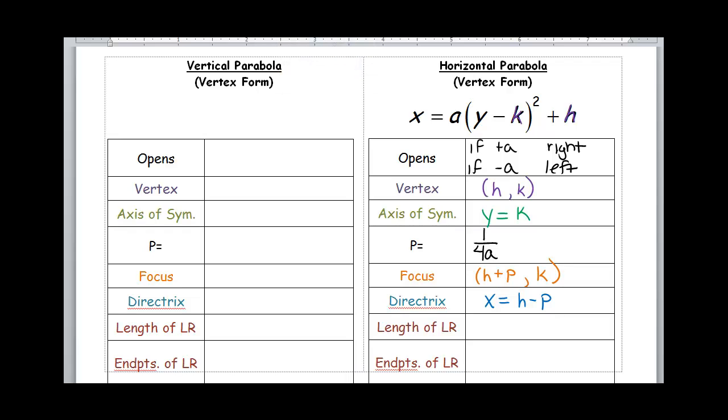Next, we come to the length of the LR. This is going to be 4 times the absolute value of p. Since this length is a distance, you need to make sure that it's always positive. And then we're going to find the endpoints of the LR by going to the focus and going half the distance up and down.